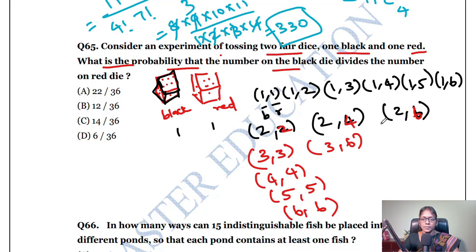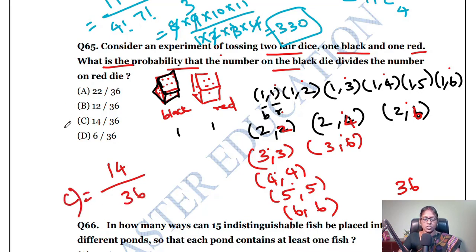Now you count how many possible events: 1 2 3 4 5 6 7 8 9 10 11 12 13 14. So 14 possibilities. The total number of events is 6 into 6, 36. So 14 divided by 36 is the answer, and that is available in option C.